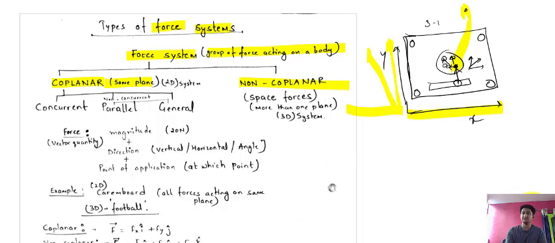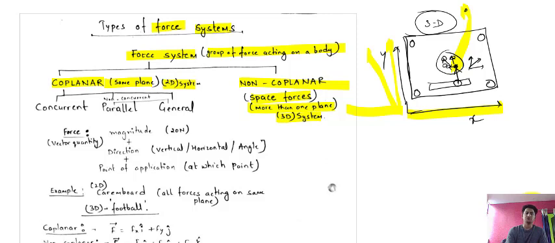We can say it is a 3D force system, whereas a coplanar force system is a 2D system because it is on the same plane, either the xy plane, yz plane, or zx plane. When the system is coplanar, it is a 2D system. If more than one plane is involved, then it is a 3D system. A non-coplanar force system is also known as space forces.